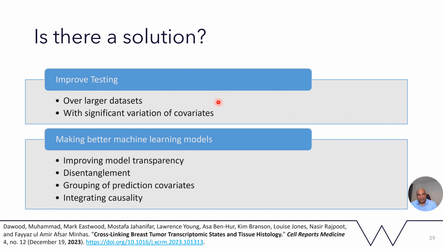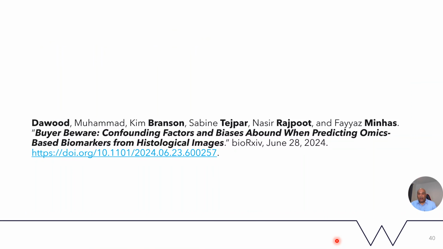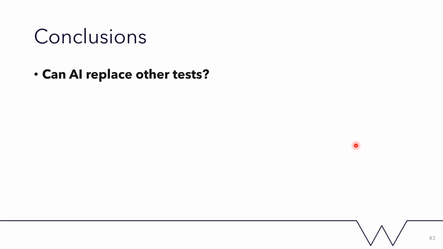One way of overcoming that is to ensure that we have a very large number of testing cohorts, so we do very good testing. And we also make machine learning models better by improving their transparency as well as making group predictions. And one way of handling that is given in the paper at the bottom. So if you're interested in reading more about it, you can read that. All of this is summarized in our latest preprint, which is available to you. So if you want to read more about these confounding factors and biases, you are welcome to read it.